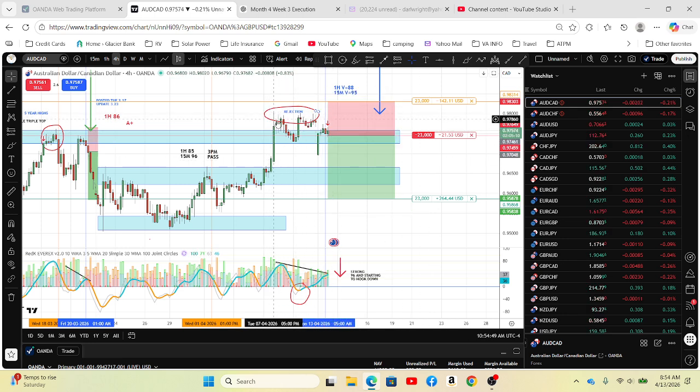We have lots of rejection right up in this area, lots of wicks, several engulfing candles here, and then finally this one, and this was the open Sunday at 5 p.m. Eastern Standard Time. So it went from here, opened down here, and then came back up, filled in the gap, gave us an engulfing candle down.